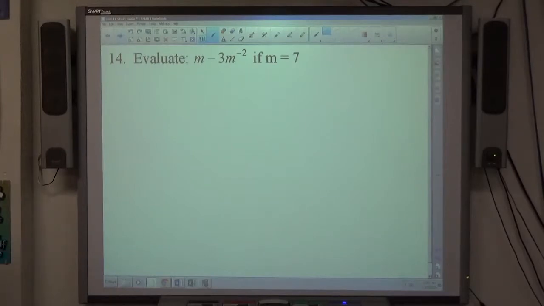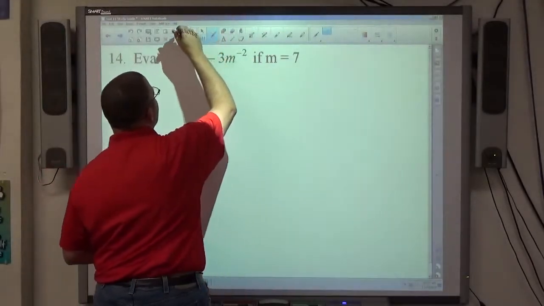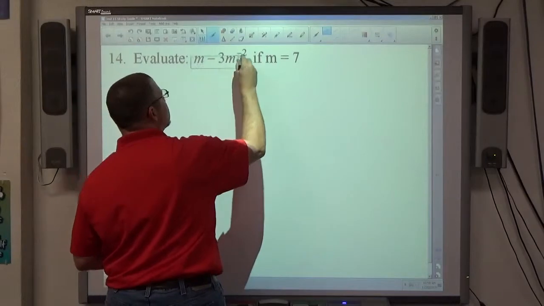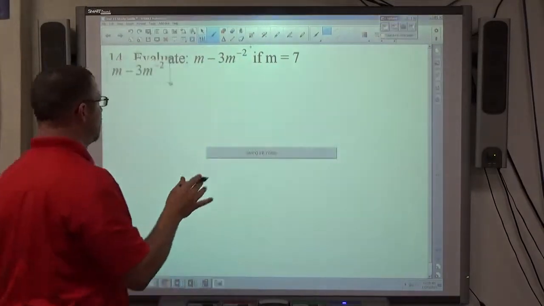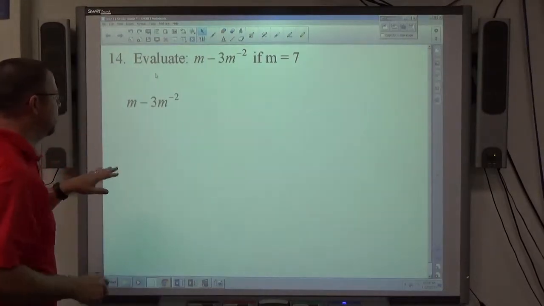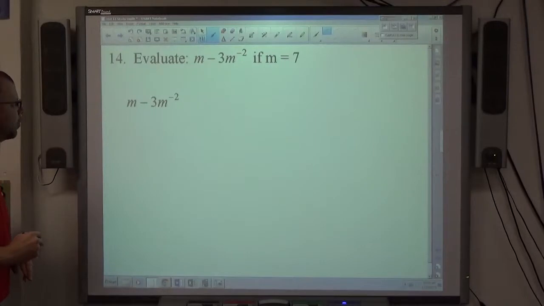Number 14, evaluate m minus 3m to the negative second if m equals 7. Let's not worry about m right now. Let's worry about this expression. So whenever I do a problem like this on a test, and the study guide has this problem, this expression to evaluate, that's what's going to be on the test. So that's the expression that's going to be on the test, so let's focus on that first. Again, I, at this point, don't care what m equals.